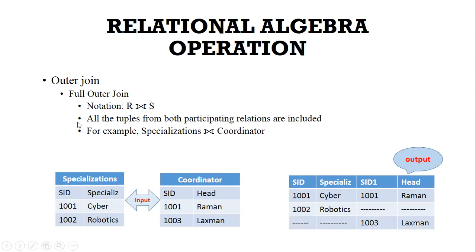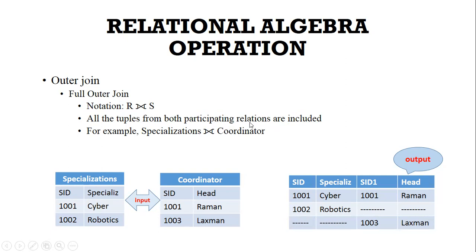The next thing is full outer join. Full outer join is the combination of both the left outer join and the right outer join. First the left outer join will be performed. After that, the right outer join will be performed. The combination of left and right outer join is called the full outer join. In the notation, both the left hand side and the right hand side of the bowtie will be opened a little bit. So all the tuples from both participating relations are included in the full outer join.